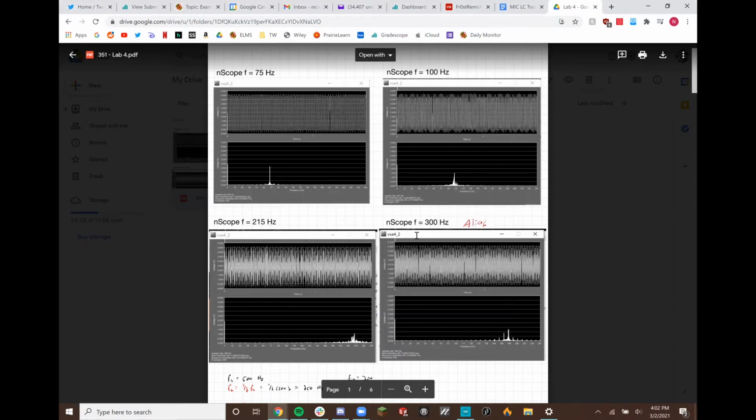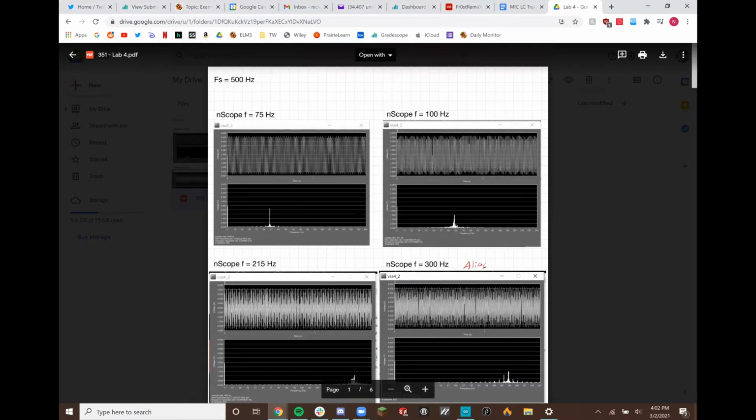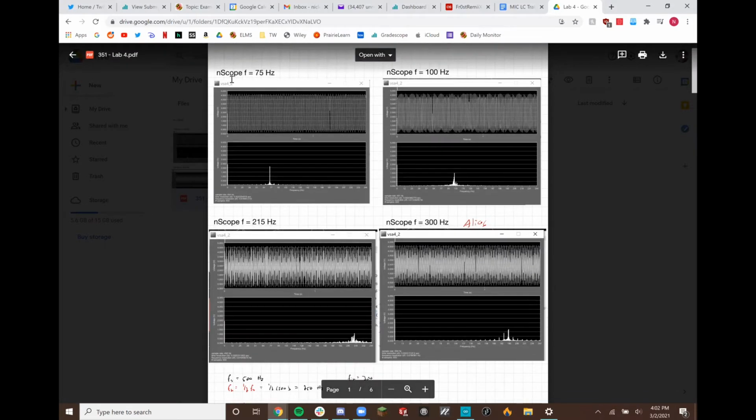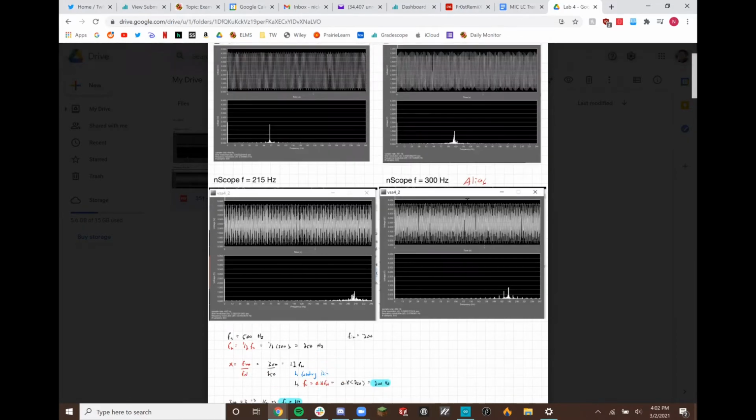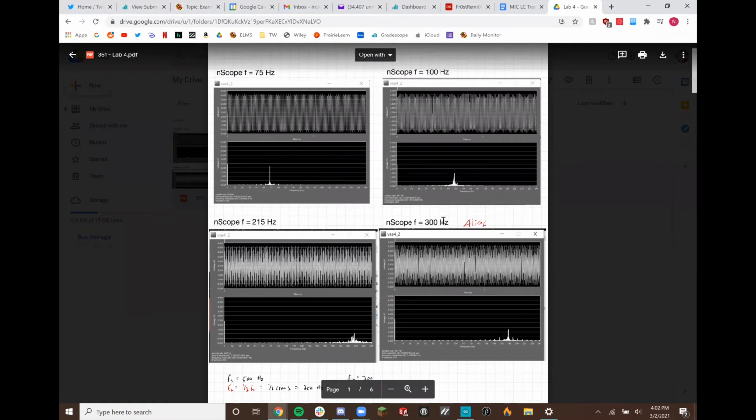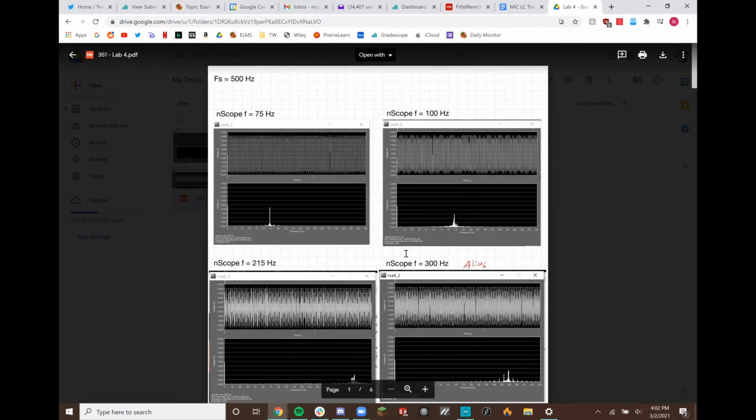All right, so then we'll move on to my graphs here. This is for a sample rate of 500 Hertz. I have all 4 of my different graphs, and then I have my calculations at the bottom for the aliasing. I found that this f of 300 Hertz aliased for the sample rate of 500.